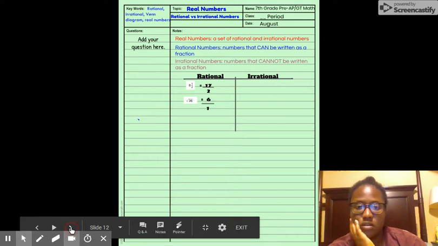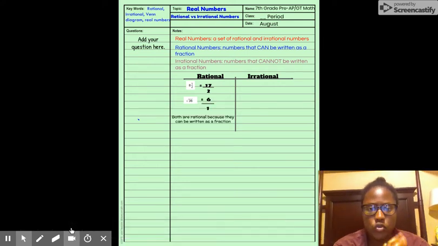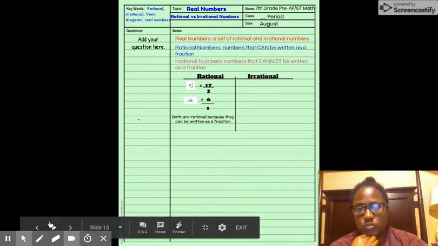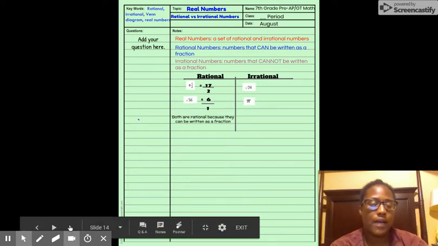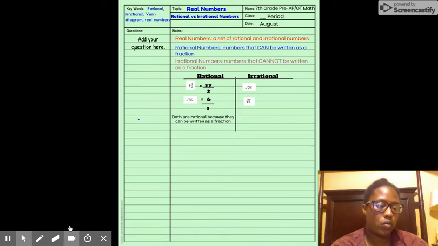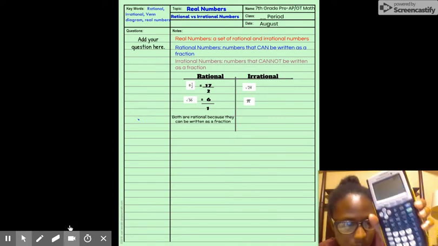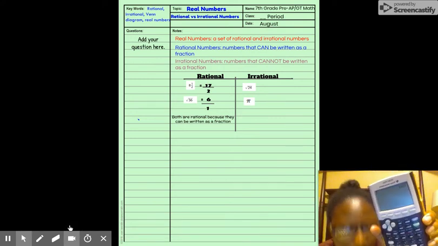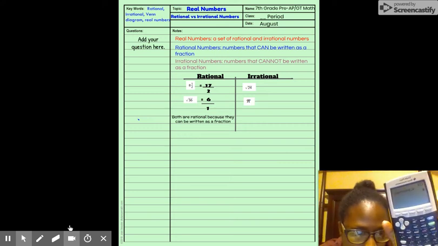Right. And then 6 over 1. All right, so both are rational because they can be written as a fraction, which we already talked about. Go ahead and make sure you have all that in your notes. Okay, so now we have some irrational numbers. So if I were to put square root of 24 in there and press enter.